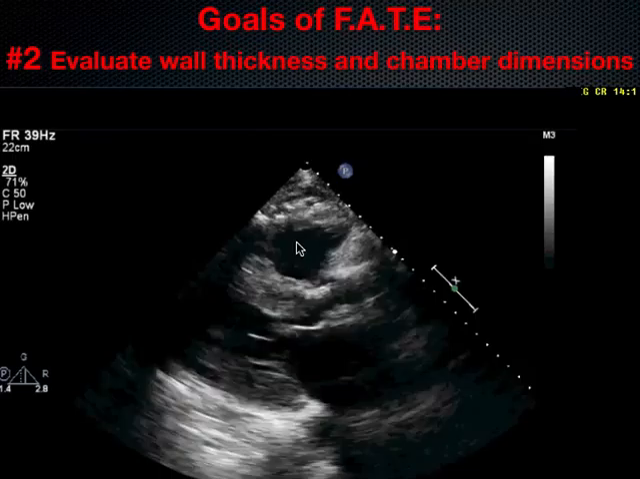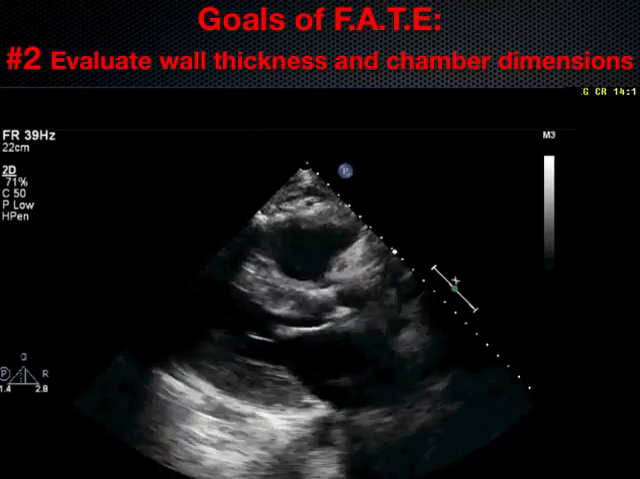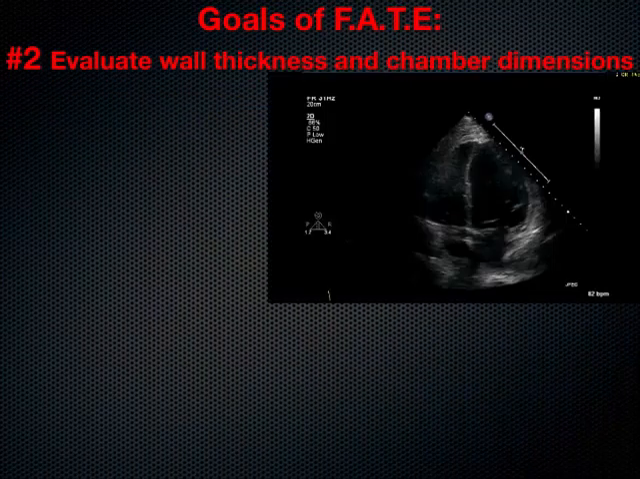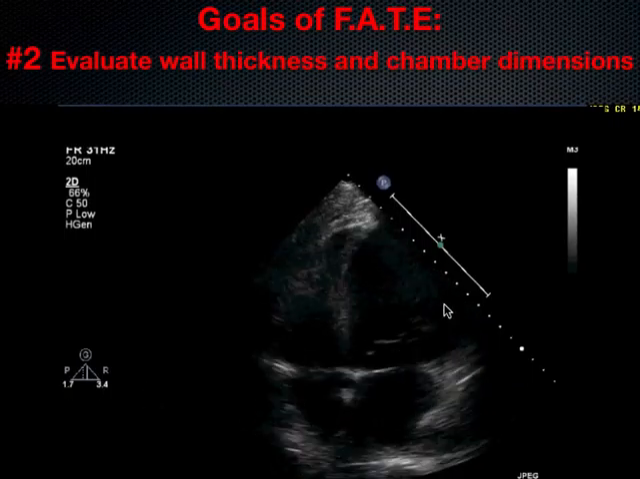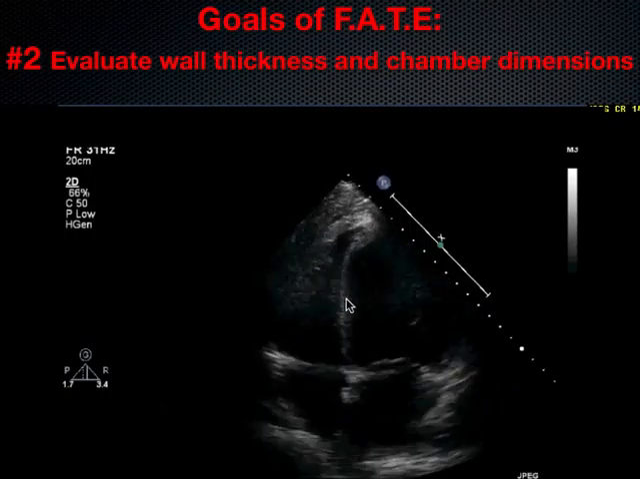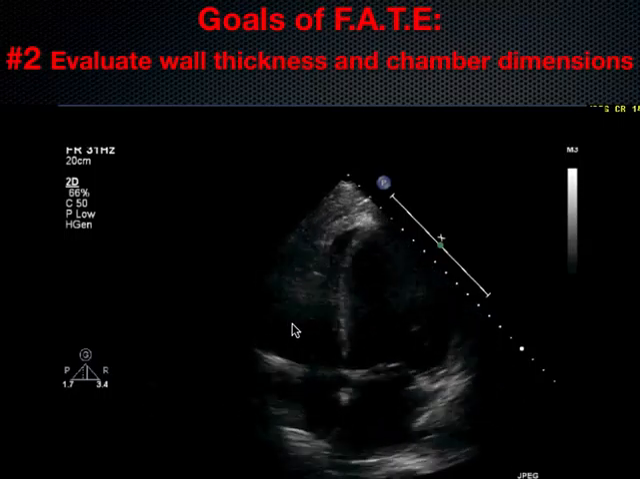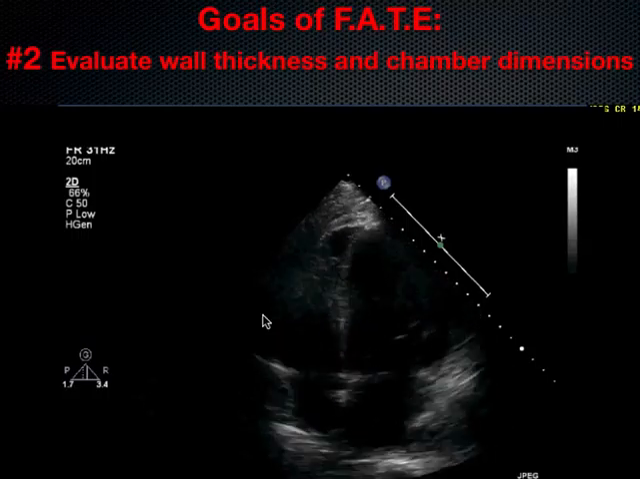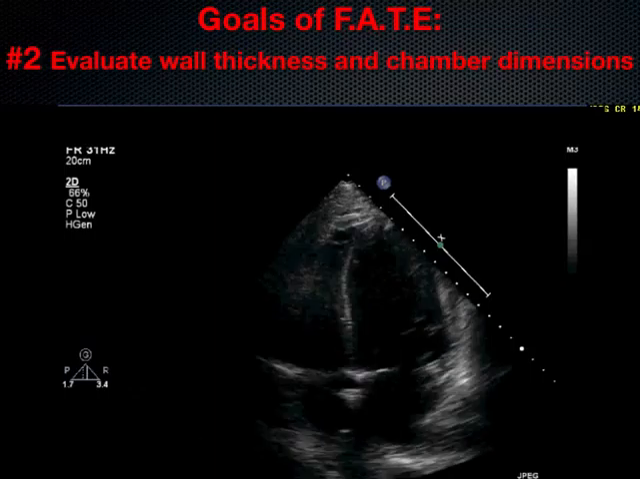And the RV should be smaller than the LV. And in this case, I think that's probably the case, although the apical 4-chambered view is a better view to assess the chamber dimensions, as I'll show you here. In this case, this is the LV. It's much larger than the RV. Some would say this LV is somewhat dilated, and maybe that's true, but definitely it's larger than the RV, and that's the dimension that we like to see.